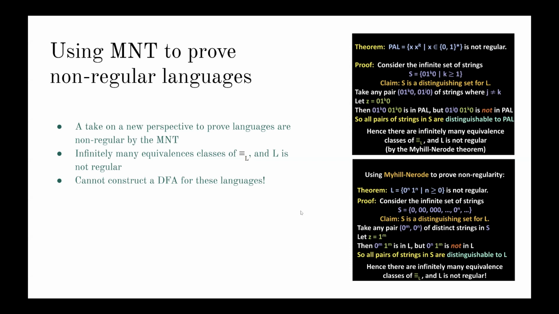Now, using the MNT to prove other languages that are not regular, we can see on the right hand side that there are examples where L is not regular. We cannot construct a DFA for these languages, and we need to look into the fact that there are infinitely many equivalence classes of L, and that's why L is not regular.